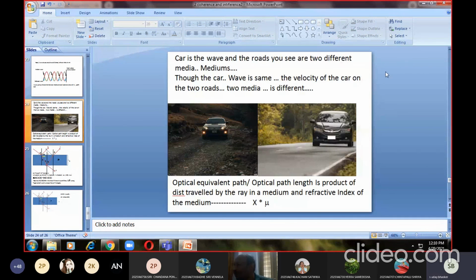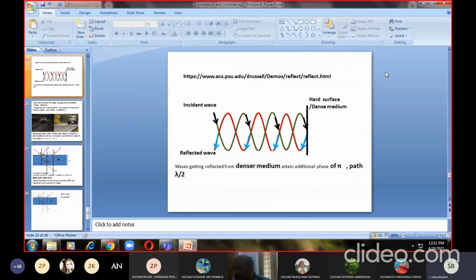Next point of concern over here is optical equivalent path. Sorry, optical equivalent path.